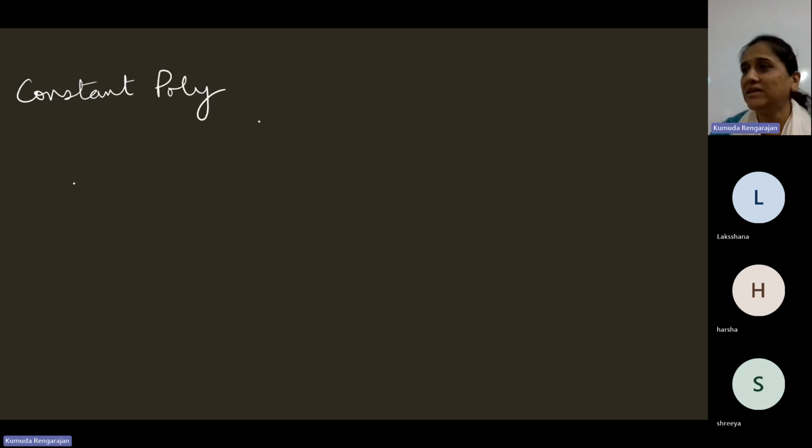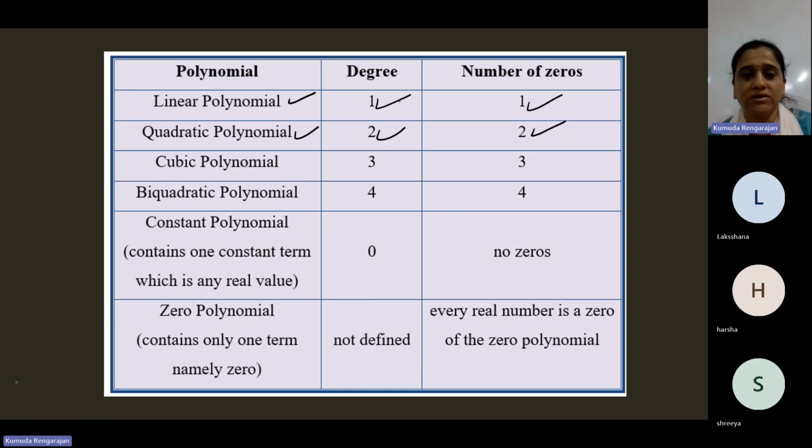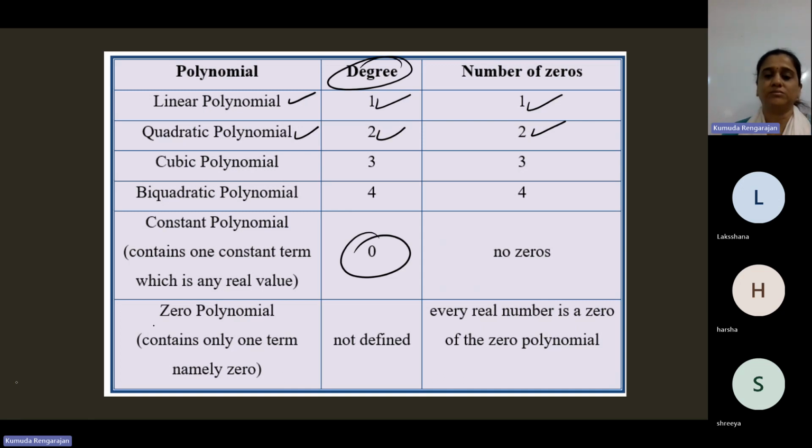Okay, constant polynomial, say 100. We are understanding degree. For degree, you need a variable, so let me write the variable. Let's write 100 as 100 c to the power 0, because c to the power 0 is 1 and 1 into 100 is 100. So 100 is the same as 100 c to the power 0. Now the variable is c. What's the power? 0. What's the highest power? 0. So the highest power is the degree, right? So what's the degree? 0. So the degree of a constant polynomial is 0. Can you see here? Degree of a constant polynomial is 0.